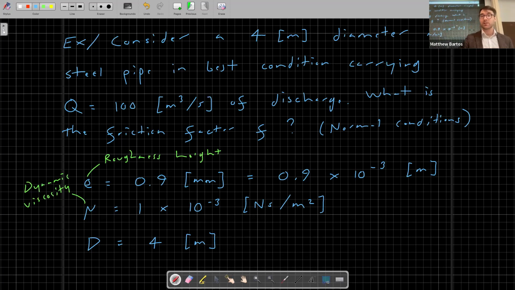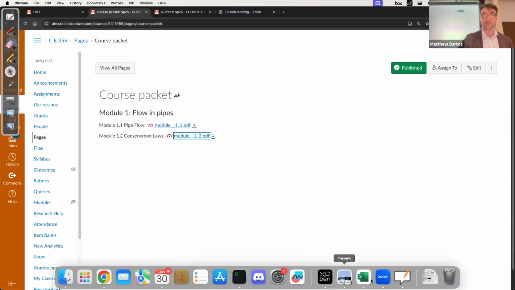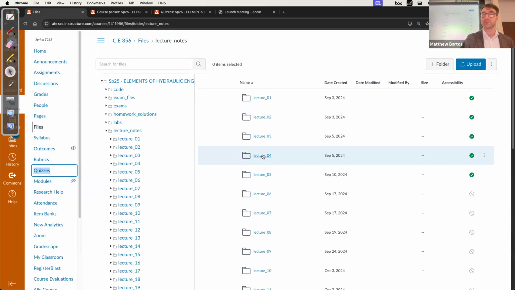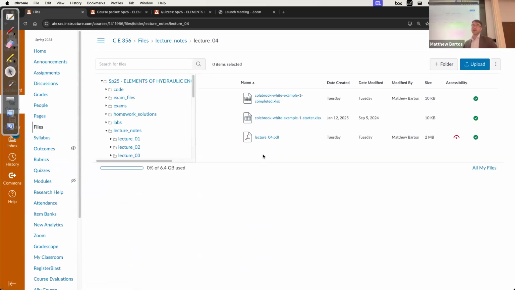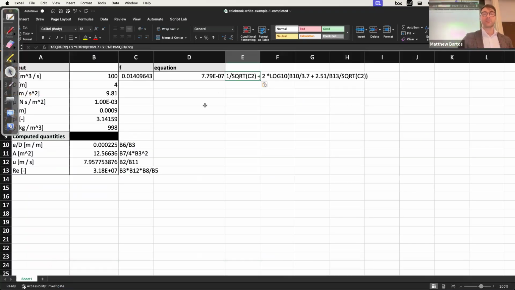So using this information, we were able to set up an Excel spreadsheet. By the way, I have a completed version of this Excel spreadsheet under lecture 4, Colebrook-White example 1 completed. So you can download that if you weren't able to successfully run it in class yesterday. And you should get something that looks like this. So we have our parameters here up in column B. So let me just move this toolbar here.